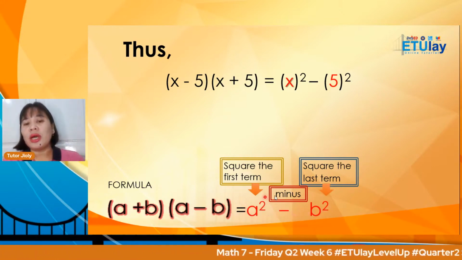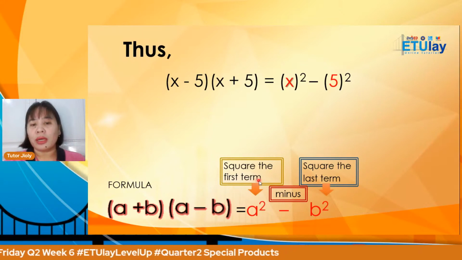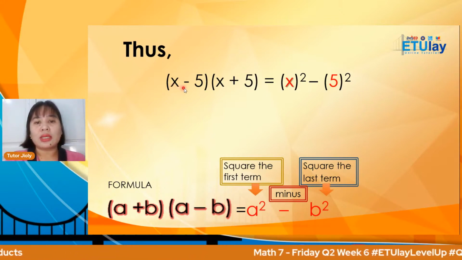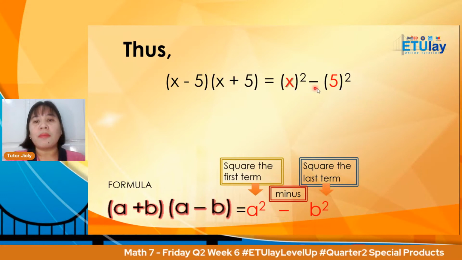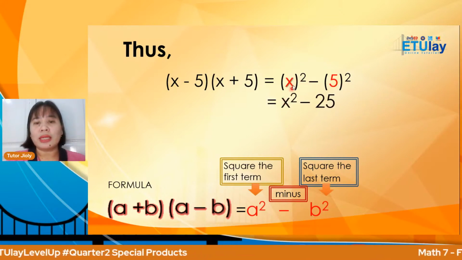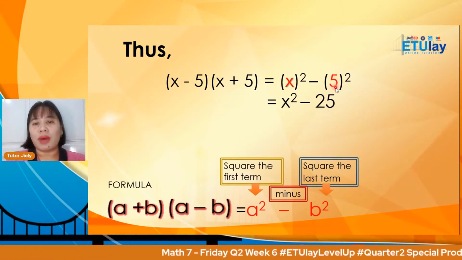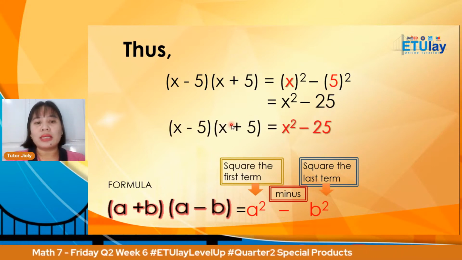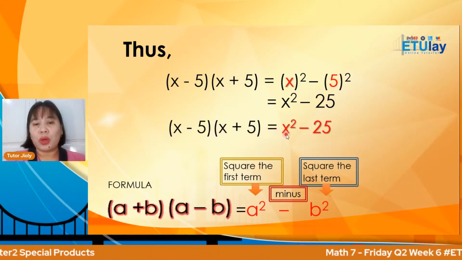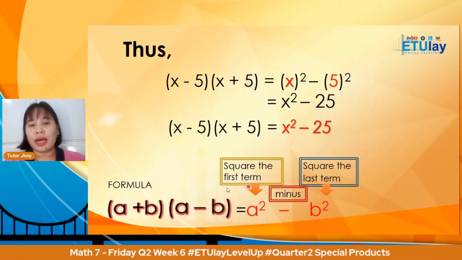So we have simplified and derived it. We are going to square the first term. The first term is x, so we square it: x raised to 2 minus the quantity 5 raised to 2. Then we simplify: x raised to 2 minus 25, because 5 times 5 is 25. Now, the answer for x minus 5 multiplied by x plus 5 is x raised to 2 minus 25. This is the formula we will use.